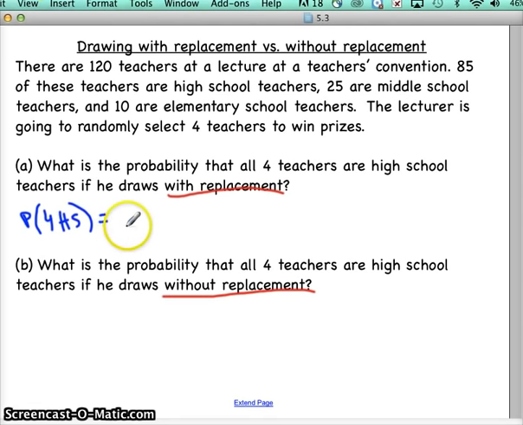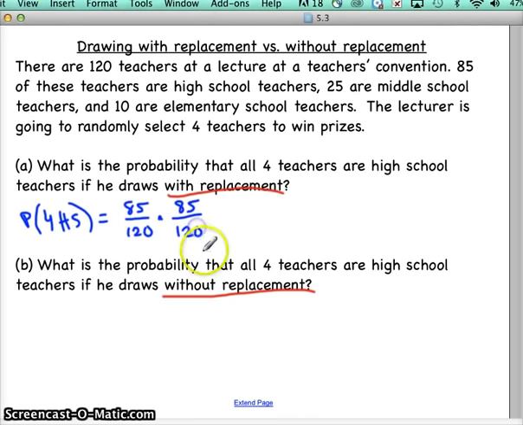All right, well, let's think about the first person drawn. There are 85 high school teachers out of a total of 120. So the probability that the first one drawn is a high school teacher would be 85 out of 120. Okay, well, now we put that card back in the hat. So now there's still 120 teachers in there, and drawing out another card, we put the card back in, so there's still 85 high school teachers, numbers or names or whatever, still in the hat.